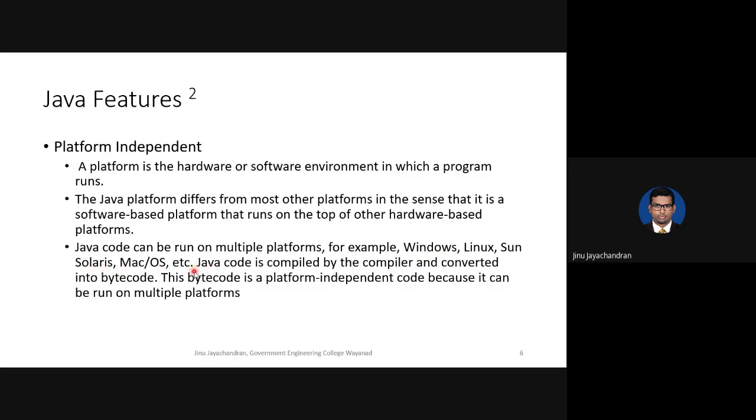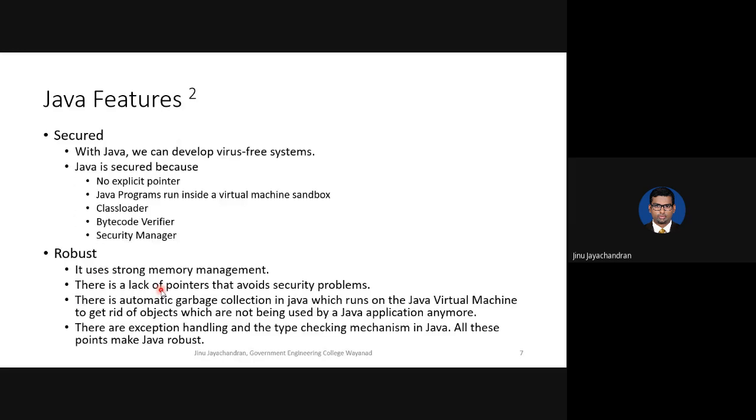And the Java code is compiled and converted to something called bytecode. And bytecode is platform independent. Bytecode is actually a machine language code, so that independent of any platform, any machine or any processor can read the bytecode. In C++, we will not create a bytecode, but in Java, we will be creating bytecode.